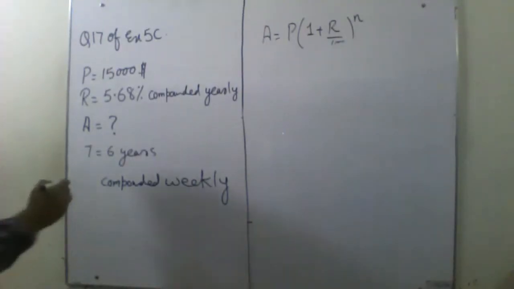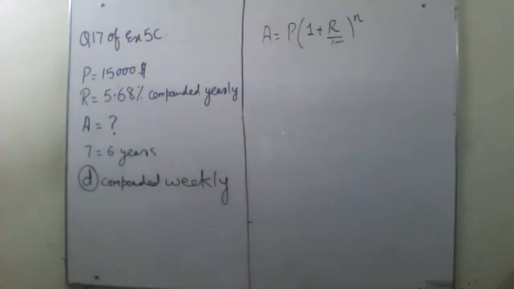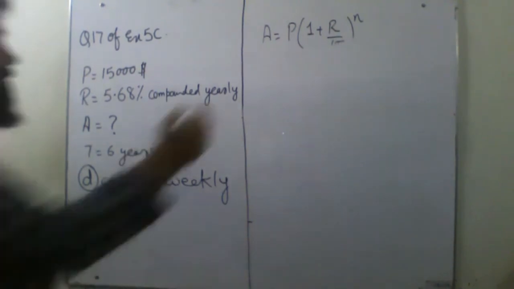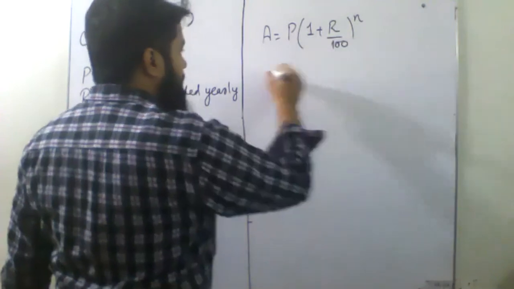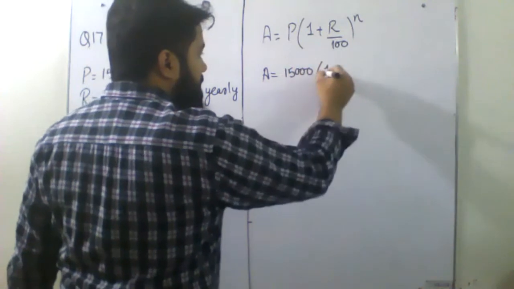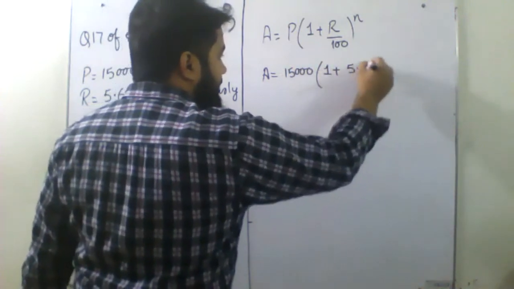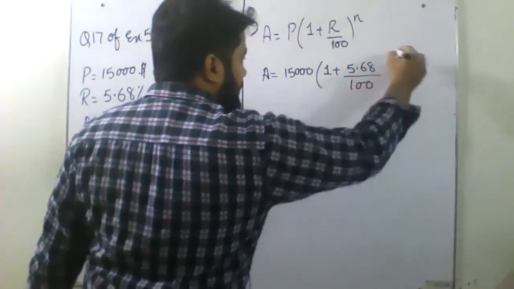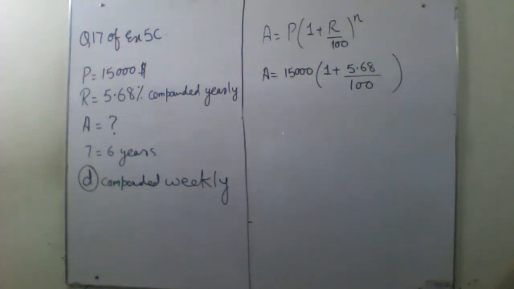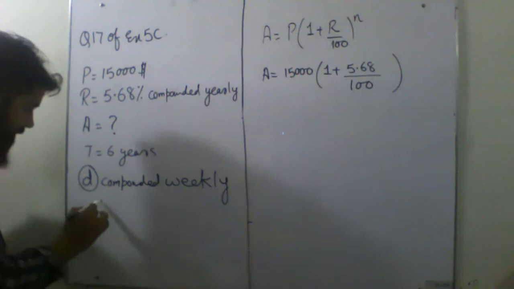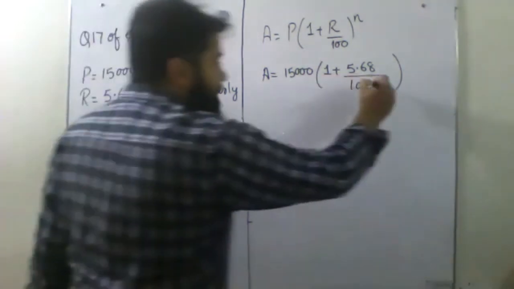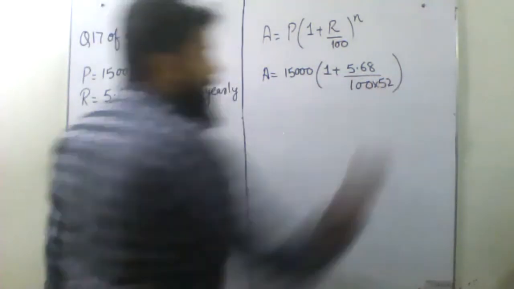Now I have given you another one, compounded weekly. We know that in a year we have 52 weeks. So how are we going to have it? A equals P, which is 15,000, (1 plus R, which will be 5.68 divided by 100), and I'm not writing anything outside right now. Now I know that in a year I have 52 weeks, so I will be dividing it by 52.